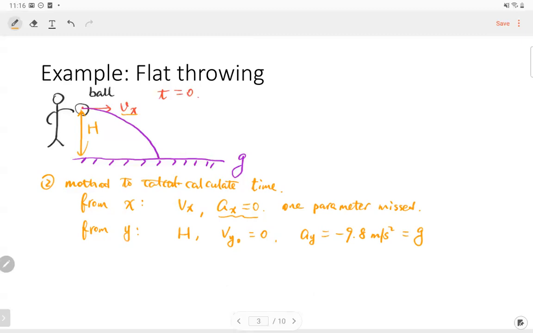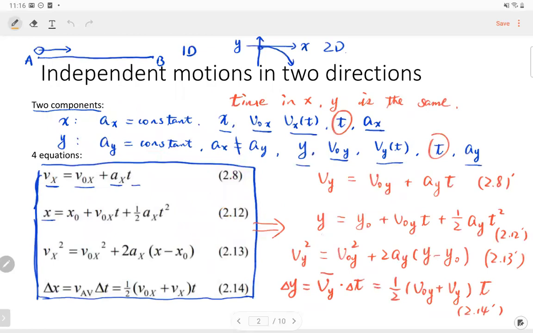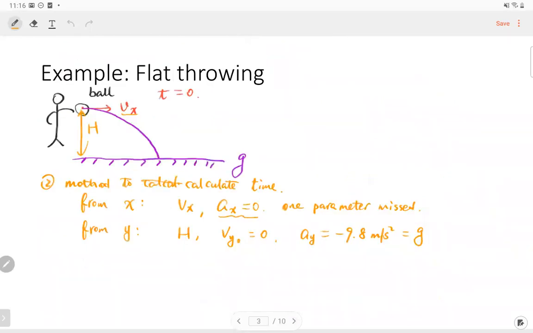To solve for the time, we need the equation that doesn't include the final velocity. So we pick the second equation, this one, 2.12. That means the height is equivalent to the initial velocity times t plus 1/2 a t squared. The initial velocity in the y direction is zero, so this goes to zero, and a is g. So H is equivalent to 1/2 g t squared. Then the time can be solved. Time will be the square root of 2H over g. Now we know the time.